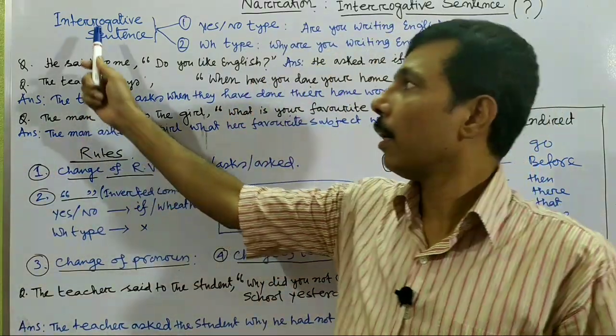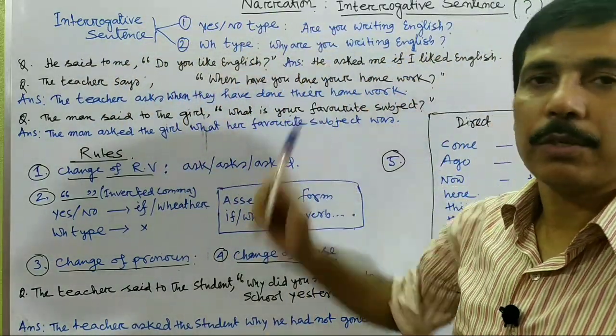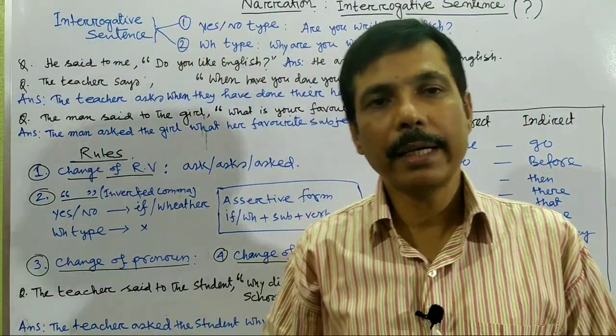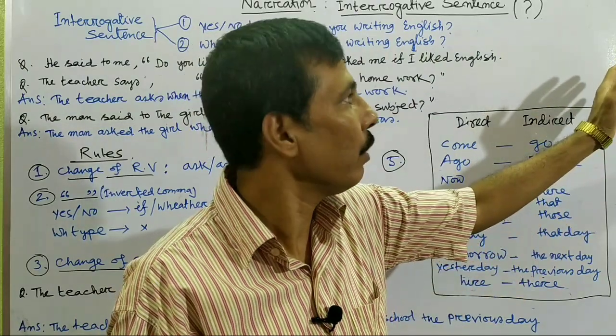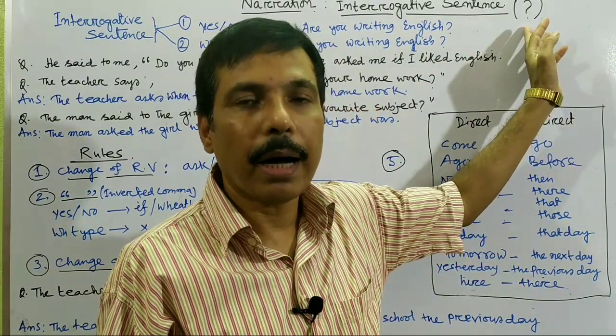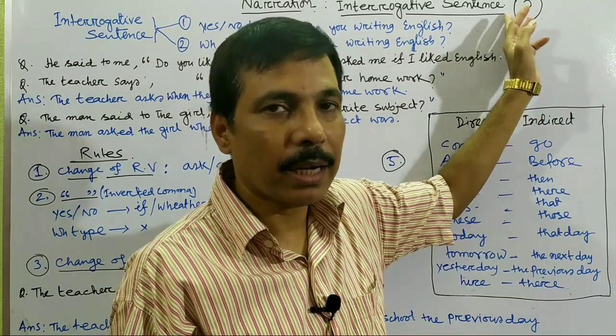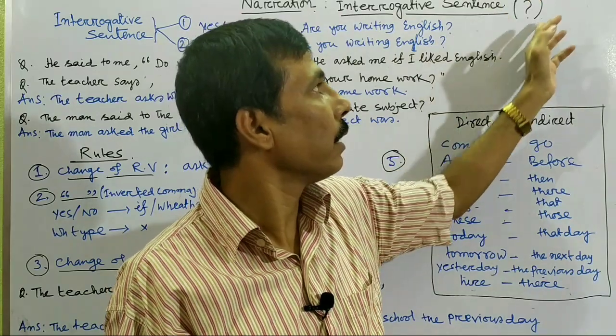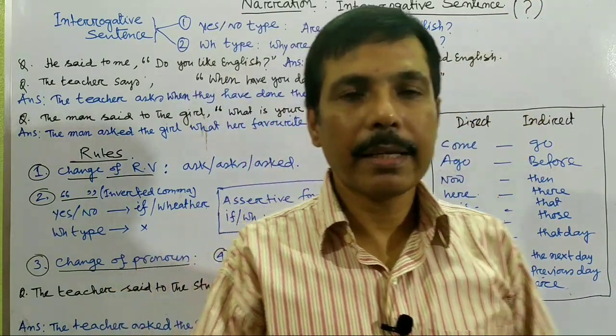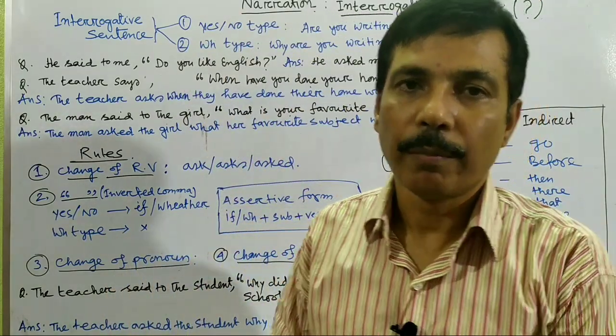This is the narration change of interrogative sentence. So how can we identify an interrogative sentence? It is very easy for the identification. There is a singular identification mark, that means the mark of interrogation. This mark must be there at the end of the sentence. If you find this mark, the sentence must be in the interrogative form.